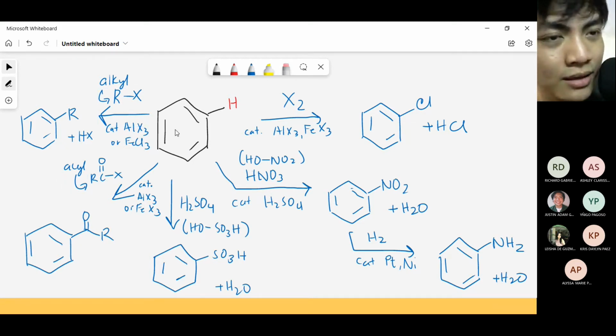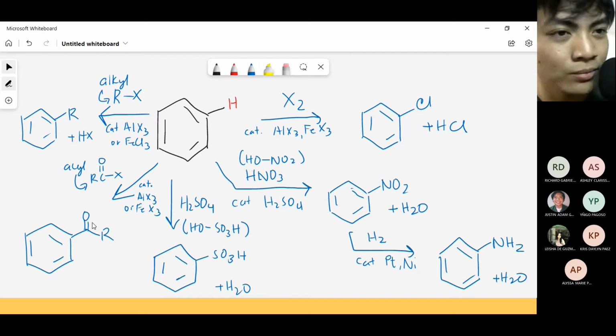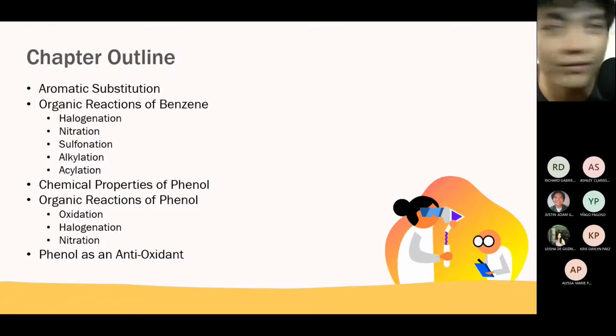Basically, this is a reaction wherein you can attach a carbon chain, the alkyl group, or an acyl group, where you may see a double bond O. So, those are the reactions of benzene. You need to memorize what gets attached, what is needed, and whether there is a catalyst or not. The answer: there is always a catalyst. And of course, we discussed the notable properties of phenol.